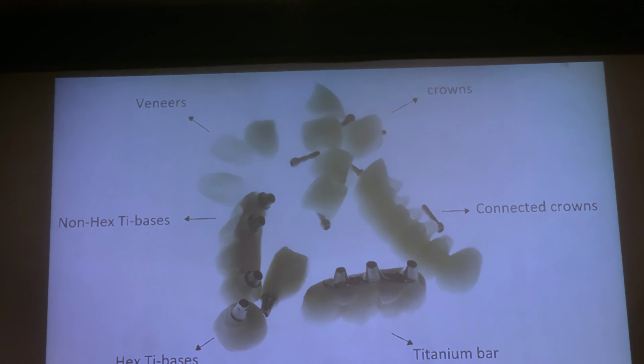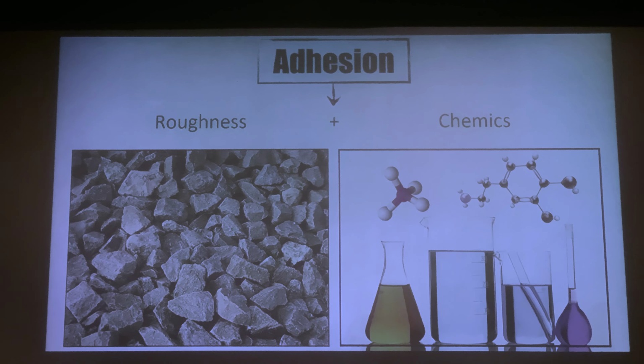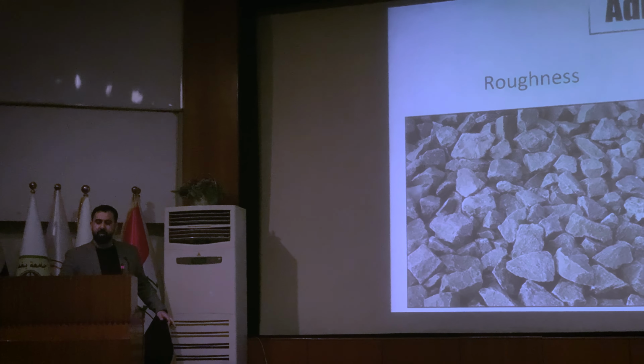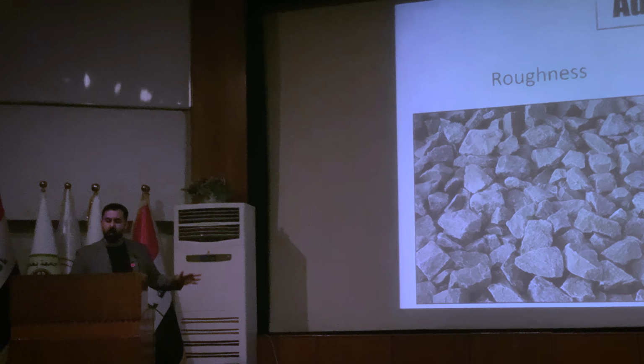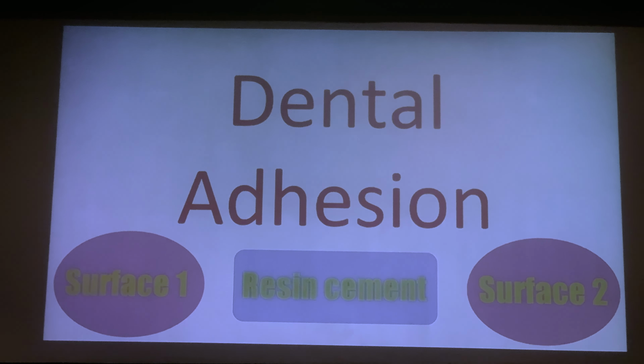Time for cementation, and always we have two options, two routes, conventional cementation or adhesive cementation, and we go for adhesive cementation. And this concept mainly depends on making roughness on the substrate and using a chemical material. So it's mainly conditioning surface 1, surface 2, and a resin cement in between.